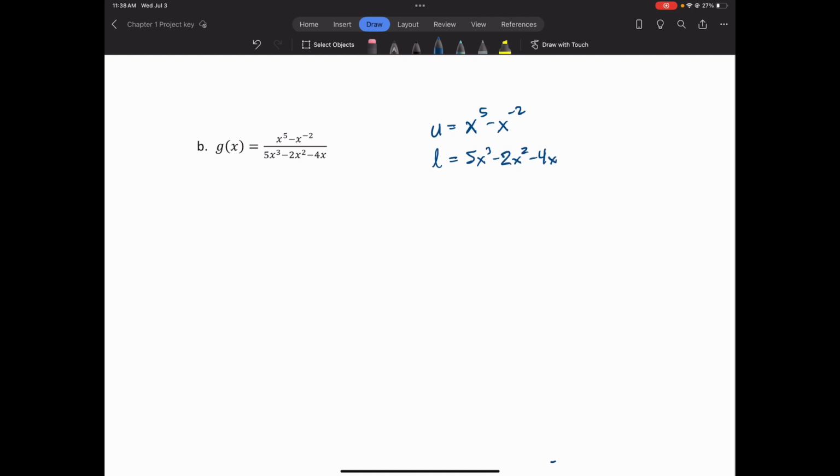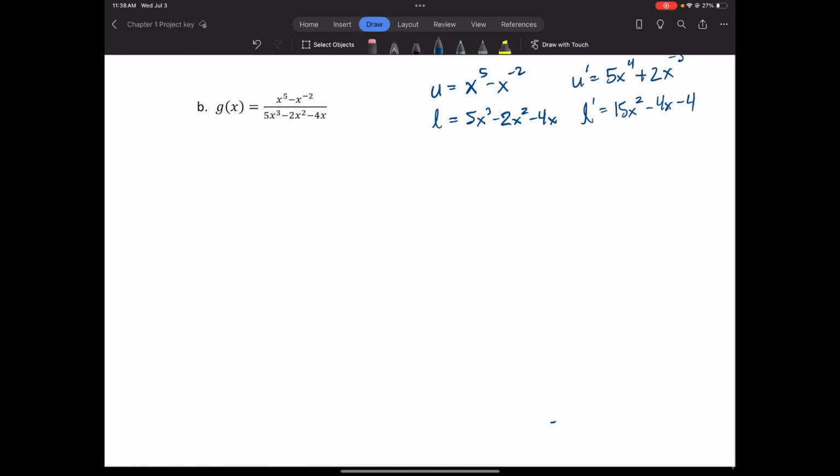Then I want to take the derivative of both, right? Because I'm going to need both derivatives for this. So u prime is 5x to the 4th, right? This is just the power rule. Bring down the negative 2. Negative times negative 2 gives me a positive 2. X to the, subtract 1 from the power, I get x to the negative 3. The derivative of my lower function is just, let's see, 15x squared minus 4x minus 4.